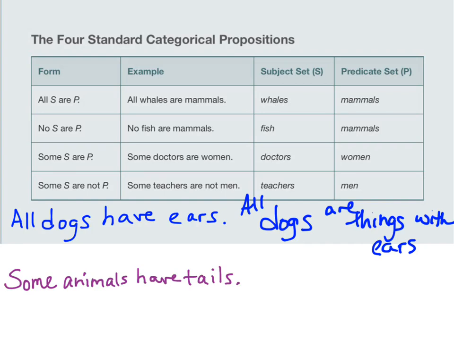Another example is the statement, some animals have tails. So the subject set here is animals. And then the predicate set would be things with tails.